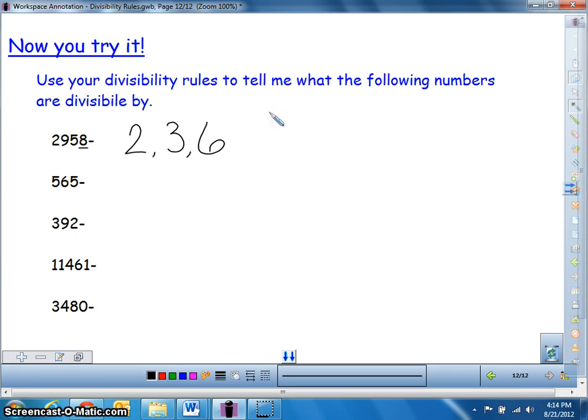So let's move on. After 6 we have 9. Is it divisible by 9? Well, when we added up 2 plus 9 plus 5 plus 8, it equaled 24. Is 24 divisible by 9? No, that one's not going to work. And how about 10? It doesn't end in 0, so 10 isn't going to work. So 2,958, using our divisibility rules, is only divisible by 2, 3, and 6 of the different ones that we know a rule for. I want you to do the same thing with these last 4, and we'll talk about it in class tomorrow.